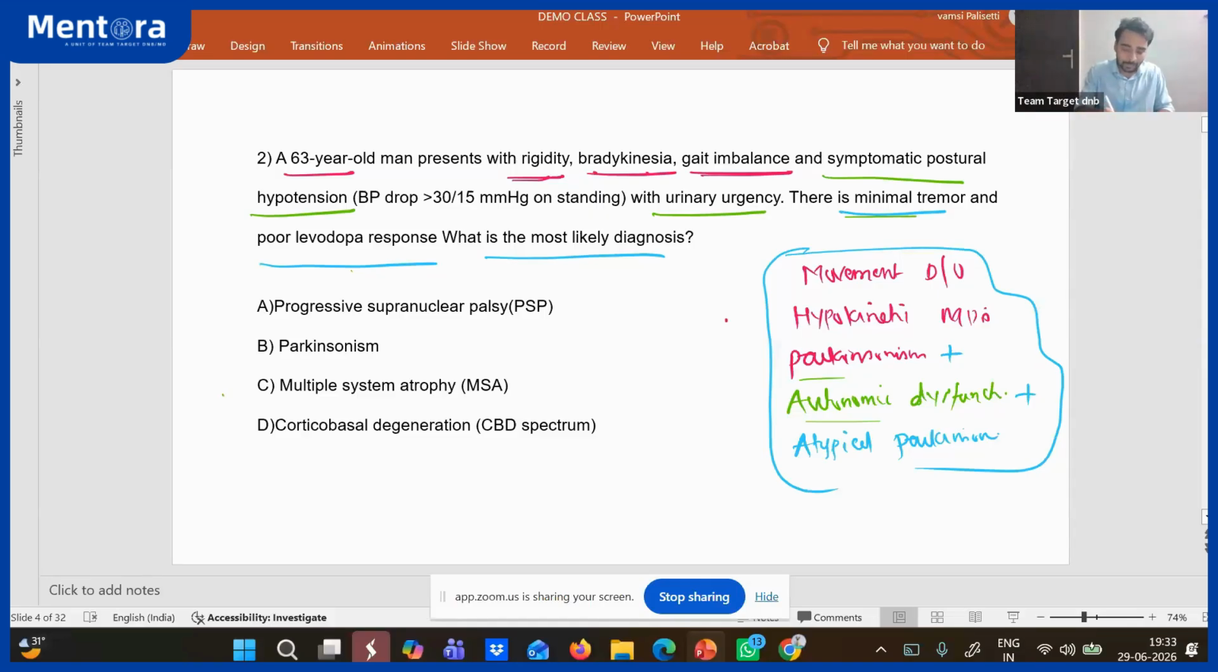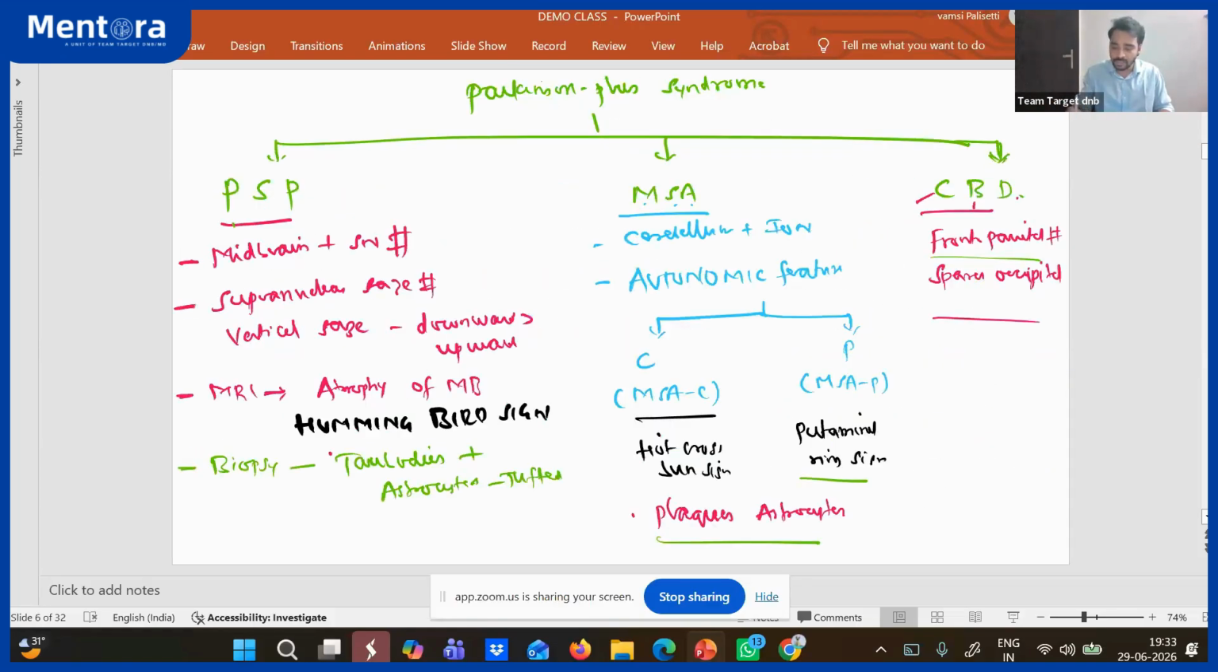Right? Your answer is multiple system atrophy. Clear? Very simple. So simply they asked, what is the Parkinson plus syndrome with autonomic features? We discussed already. The one which has autonomic features is multiple system atrophy.